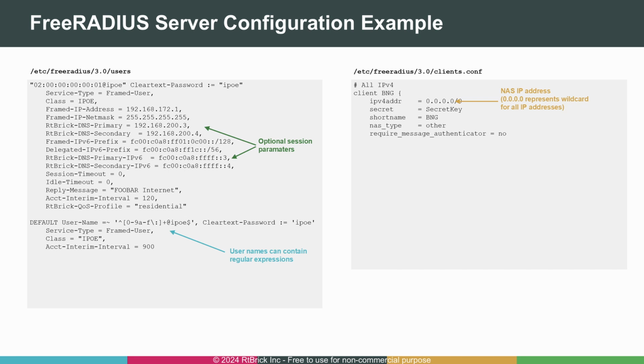On the right side you will find the clients.conf file, which contains all Radius clients. The IP address 0.0.0.0 implies that all IP addresses are accepted as the source address of a Radius access request message.